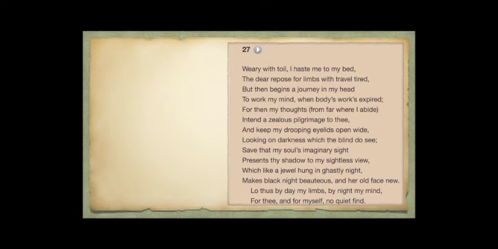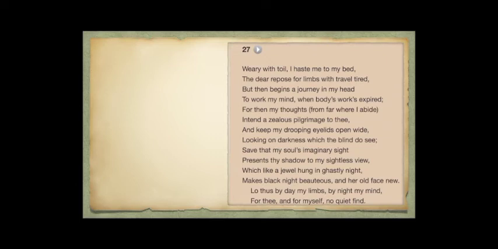Weary of toil, I haste me to my bed, the dear repose for limbs with travel tired. But then begins a journey in my head to work my mind when body's work is expired.